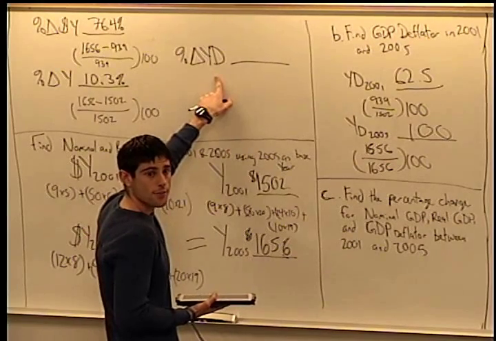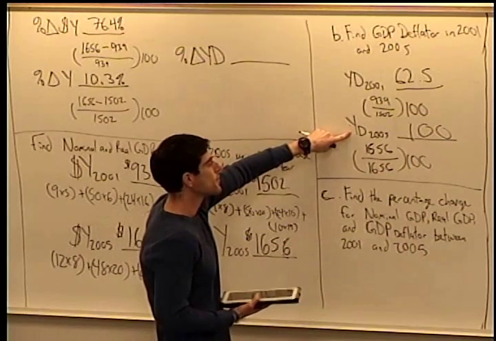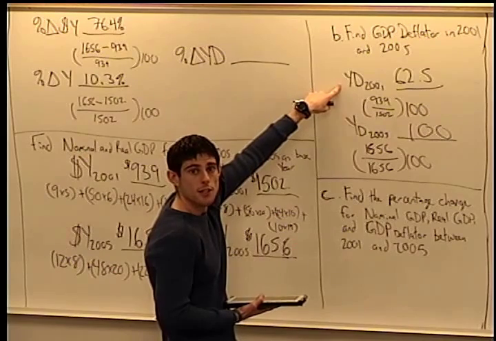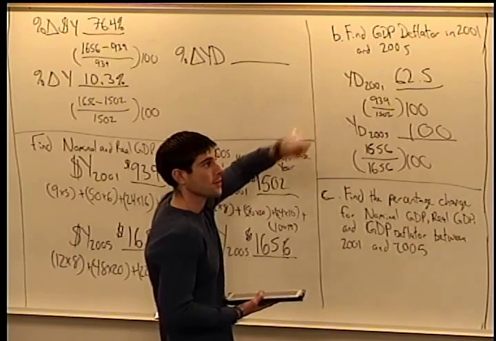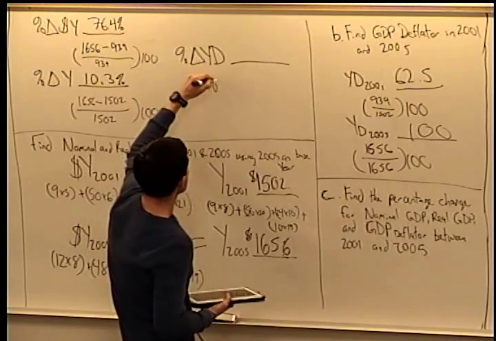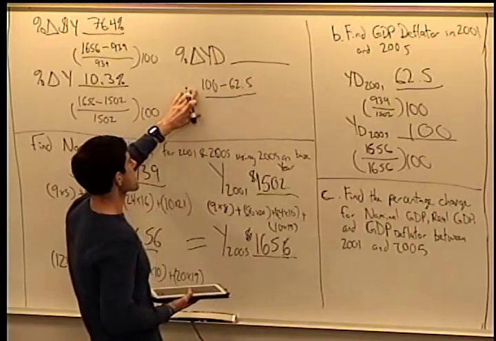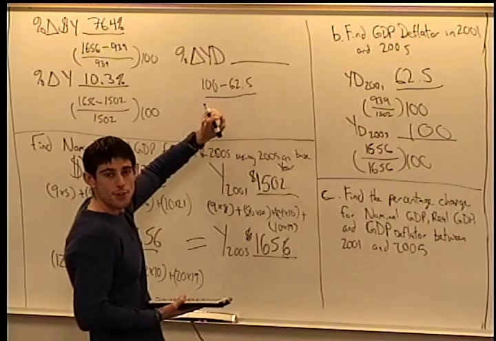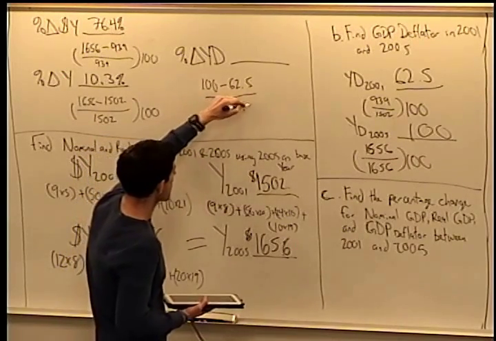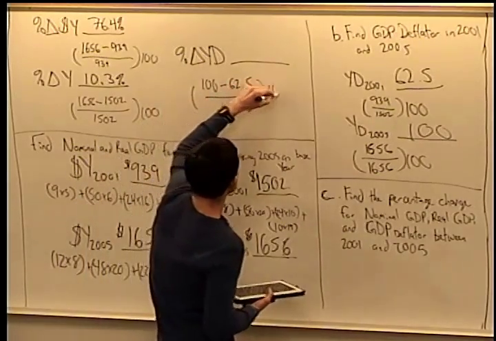Then going back to our nominal GDP, we want to find how much prices changed between 2001 and 2005. So we take our GDP deflator in 2005 minus our GDP deflator in 2001, divided by our GDP deflator in 2001. So we take 100 minus 62.5, and a lot of people would just say to take this and multiply it by 100, but that's incorrect. You have to divide by the old number, which is 62.5. We don't divide by 100. And then we multiply this by 100.